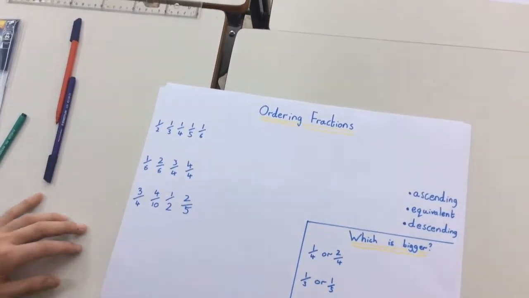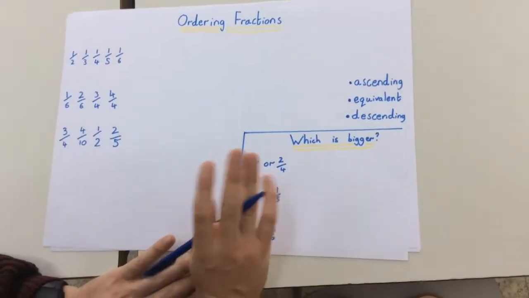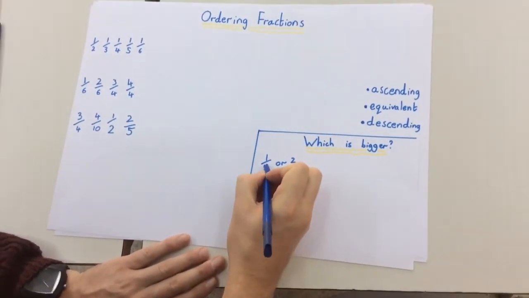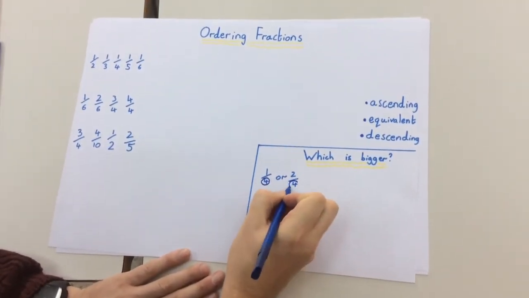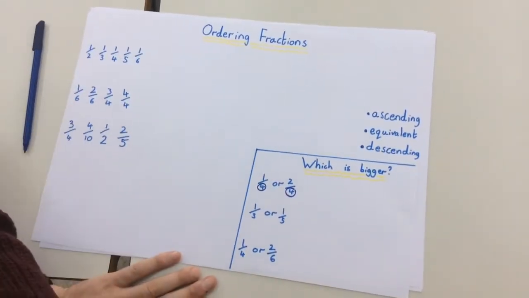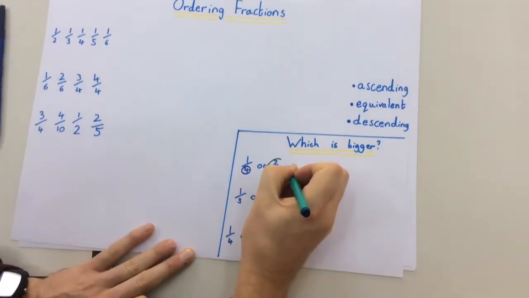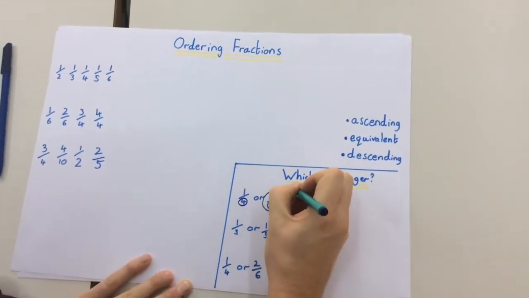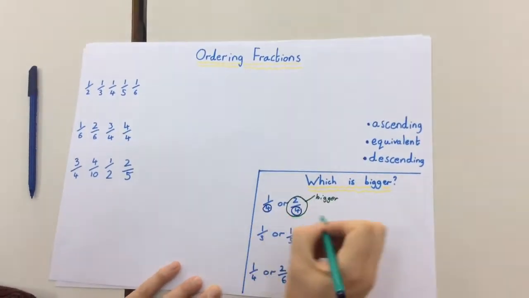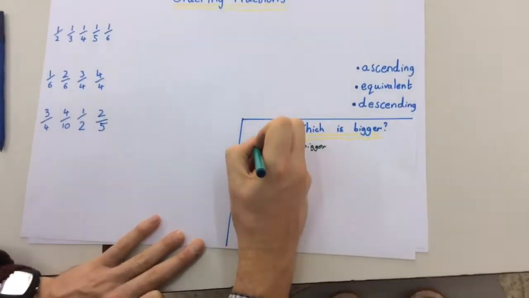So let's look first at ordering these two. A quarter and 2 quarters. Which is bigger? It's quite obvious here, isn't it? If I've got something broken into 4 parts, both of them into 4 parts, and I've got 1 of those and 2 of those, then it's really quite simple to understand that 2 quarters is bigger. So when the denominator is the same, it's the one with the bigger numerator.